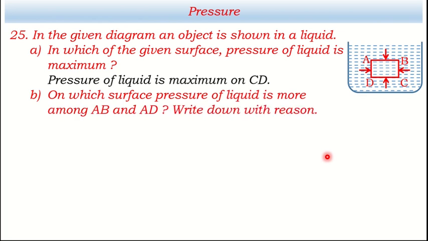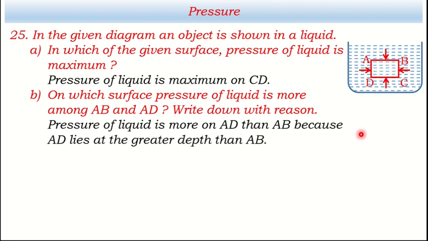On which surface is the pressure of liquid more among AB and AD? Write down with reason. We have to compare the pressure acting on AB with the pressure acting on AD, and we have to give the reason also. Certainly, the pressure on AD is more than AB because the surface AD lies at greater depth than that of AB. So, we can write this way: pressure of liquid is more on AD than AB because AD lies at the greater depth than AB.